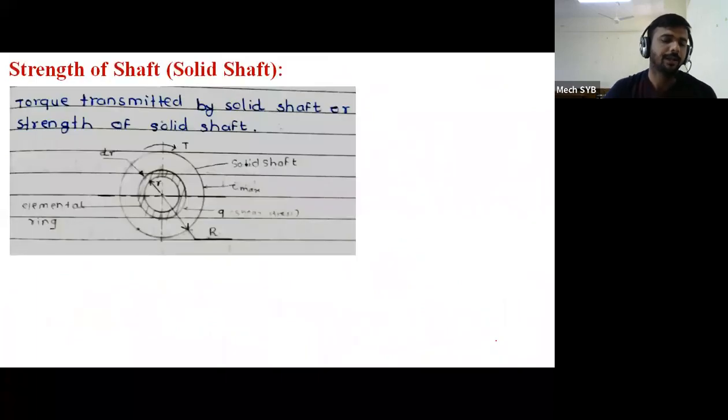Now we'll discuss the next important point, that is strength of the shaft. What is meant by the strength of the shaft? If I have to measure the strength of the shaft, which parameter do I have to measure? For example, if I have to measure the strength of any component which is subjected to loading. Now in this particular shaft, the load is not applicable.